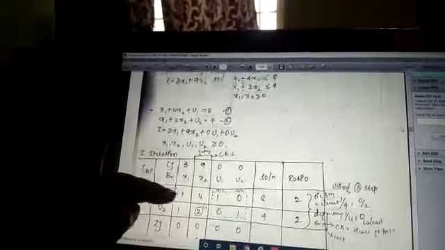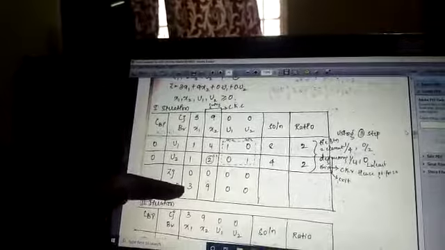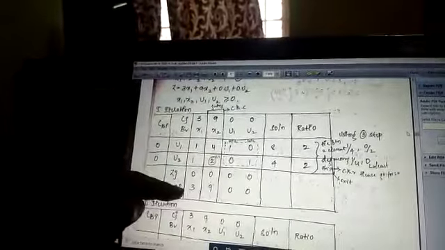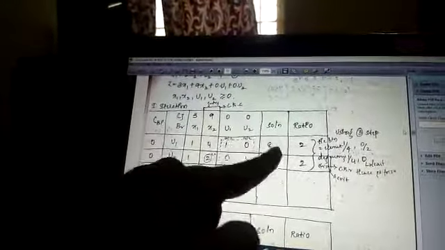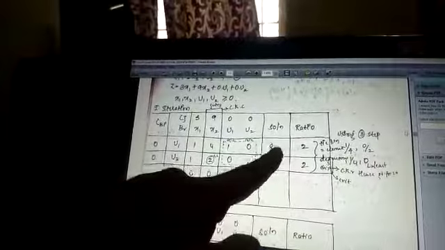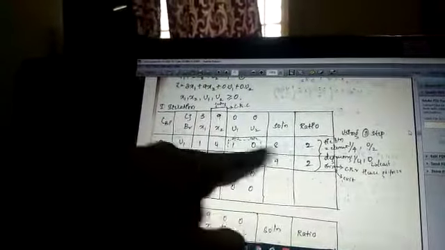So form the simplex table. The simplex table has been given to you. I have already told you how to form the simplex table, so directly I will go to Cj minus Zj. In Cj minus Zj, 9 is the most positive value. Select that respective column. Once we have selected that, go for the ratio: solution divided by respective column element. 8 divided by 4 is 2, 4 divided by 2 is 2.